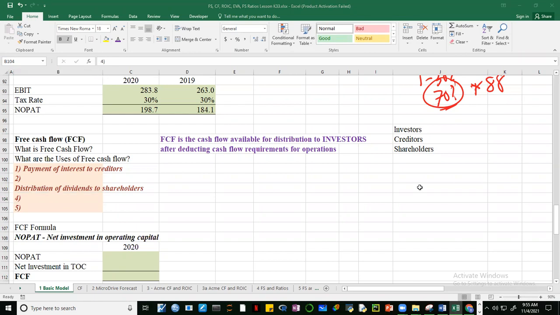Anyone else, guys? Sir, repaying debt. Repaying debt, in what form? We already identified interest. How do you call that? Payment of what? Payment of, letter P, guys. We have a name for that.